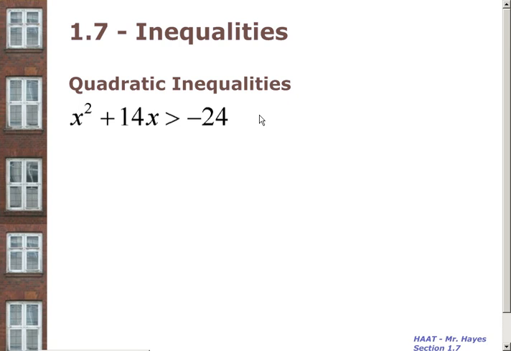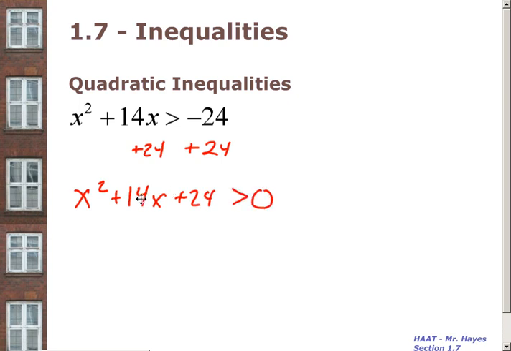One of the new topics is going to be this idea of quadratic inequalities. When you do this, you're going to set them up just like you would solve a quadratic equation. The first thing we need to do is move the 24. So we're going to set this all equal to 0, just like you would with a quadratic equation. So you get x squared plus 14x plus 24 is going to be greater than 0.